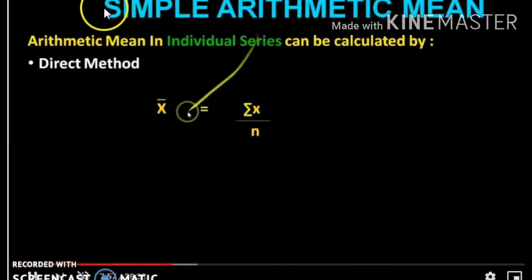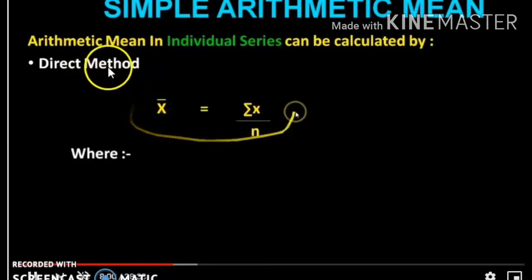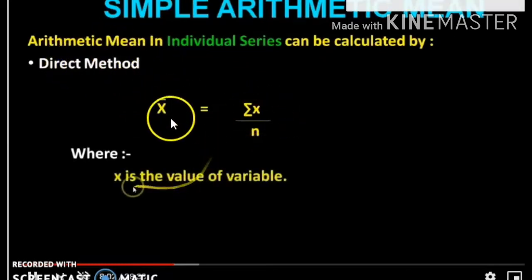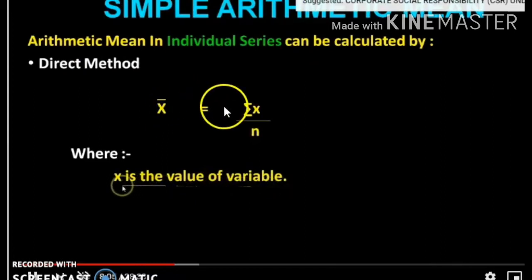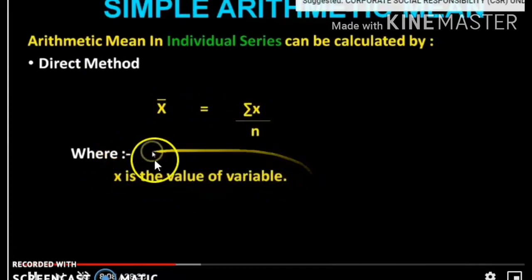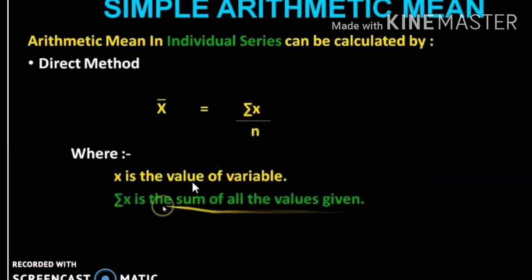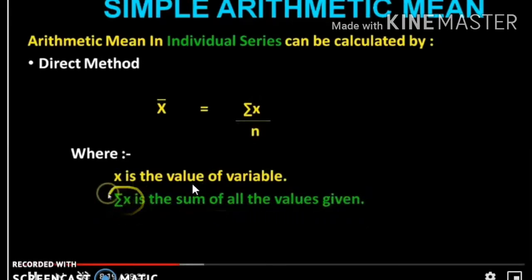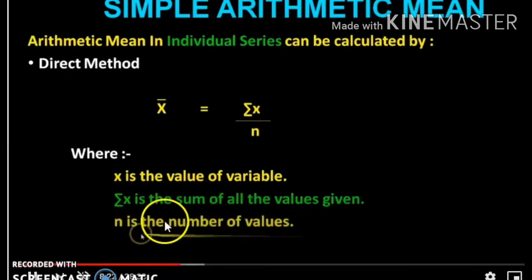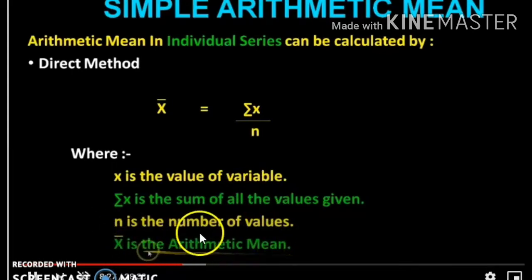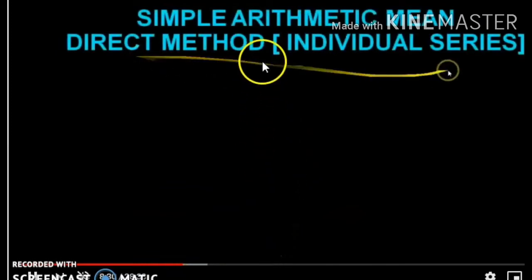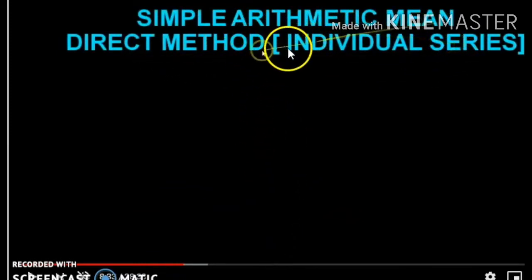So what is arithmetic mean in individual series? It has certain methods. First is the direct method. The formula for the direct method is x bar equals sigma x by n, where x is the value of the variable, that is the values given in the question. Sigma x is the sum total of all values given. n is the number of values, that is, how many values there are. X bar is the arithmetic mean. Simple arithmetic mean by the direct method in individual series is what we are going to see next.